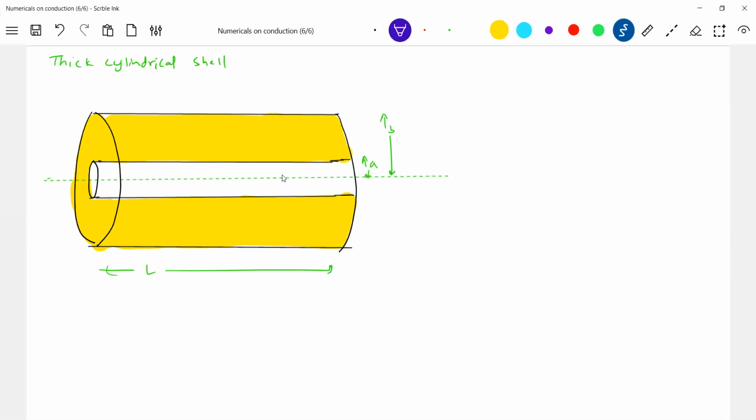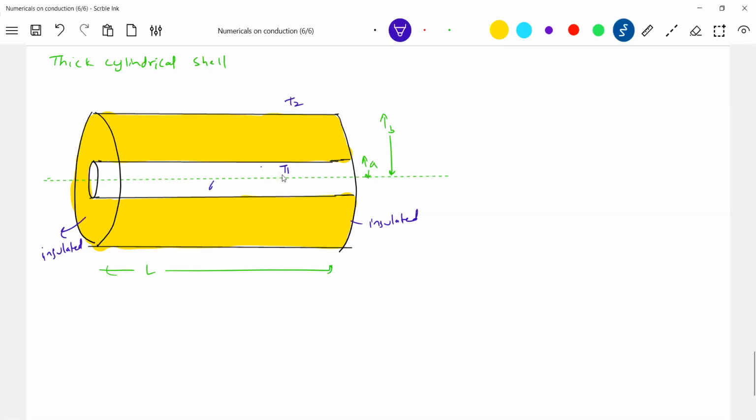The inner surface of that is maintained at temperature T1, outer at T2. These ends are insulated. Let's see how we can do this. I want an expression for the thermal resistance. How will the heat flow? The heat will flow radially, normal to the axis. The heat will not flow along the axis.